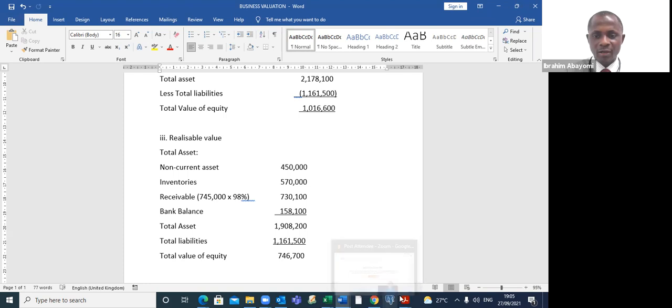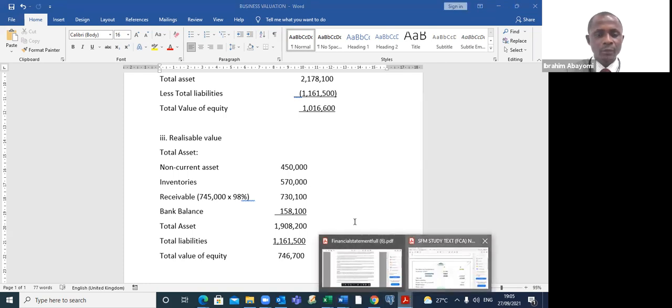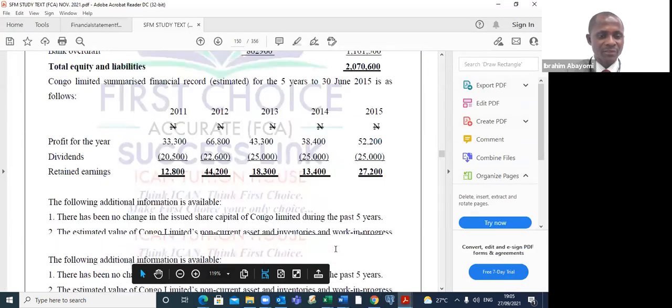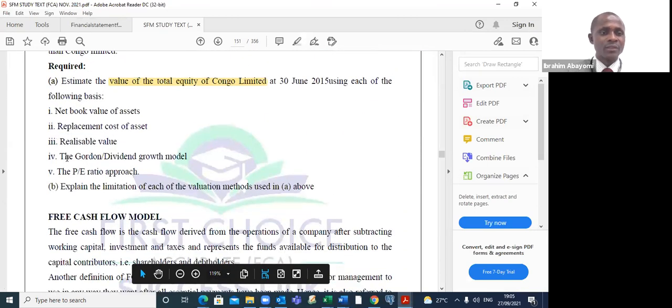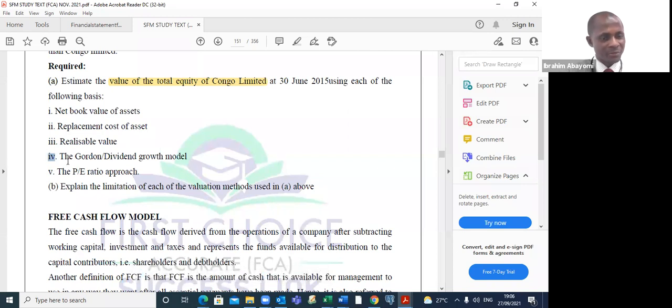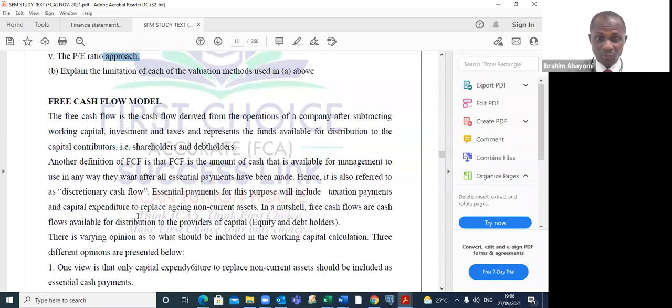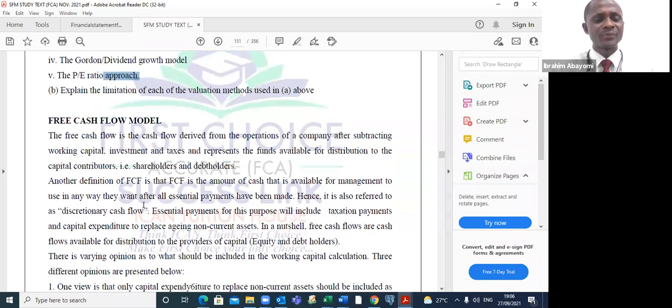We are left with the price earning situation and Gordon's dividend growth model. This one will not take time, but that one will take a bit of time. That's why I don't want to jump into it, and I want to meet up with the 9 o'clock class. So sorry.